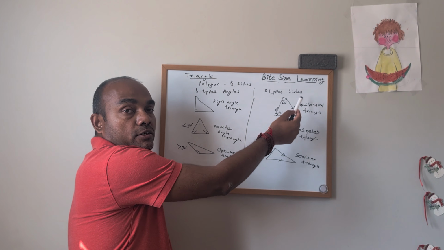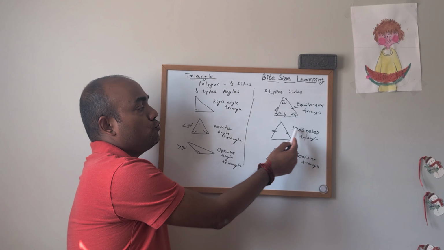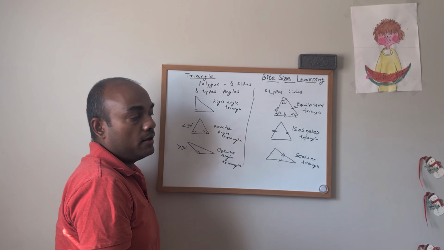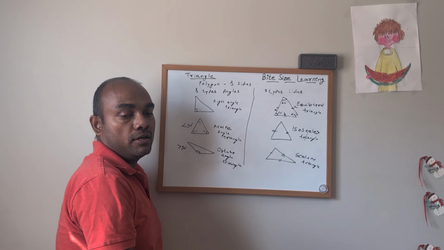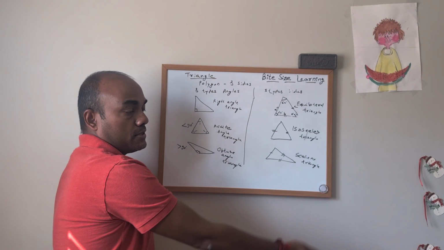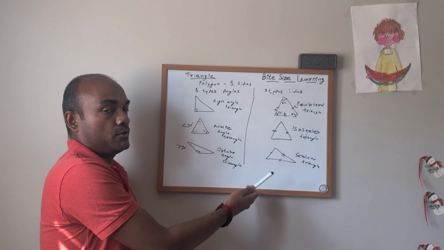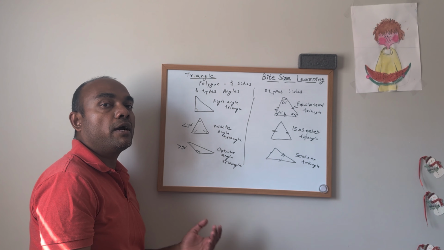So you have three types of triangle that are based on sides. If all the sides are equal, it is called an equilateral triangle. If two of the sides are equal, it is called an isosceles triangle. If you have all three sides different and all the angles different, it is called a scalene triangle. So three of the triangles are based on sides and three are based on angles. That's how you define those triangles.